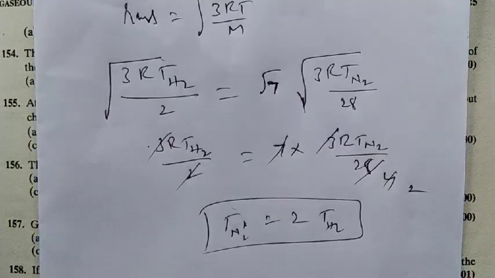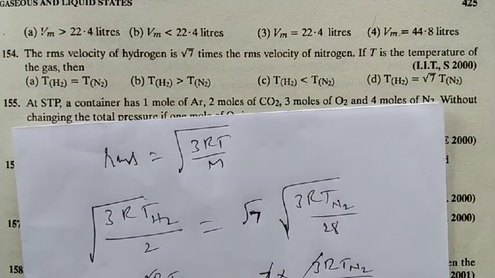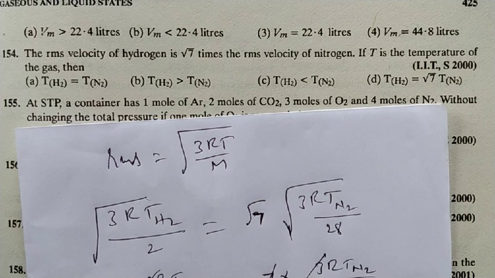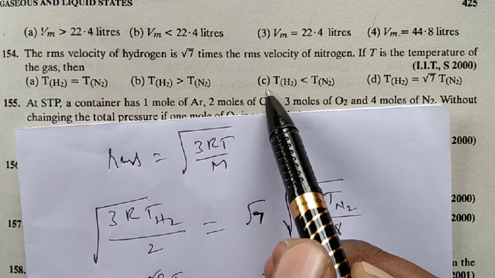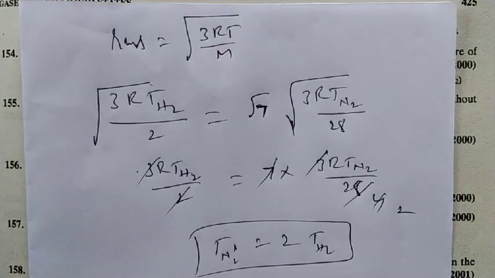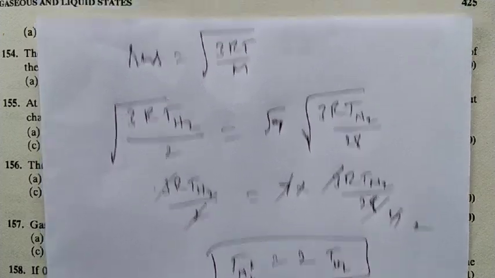Then what is the option here? What is the option you get? Which is more here? Nitrogen is more. That is why you'll get option C. Is it clear? So a very simple model and a very important model.